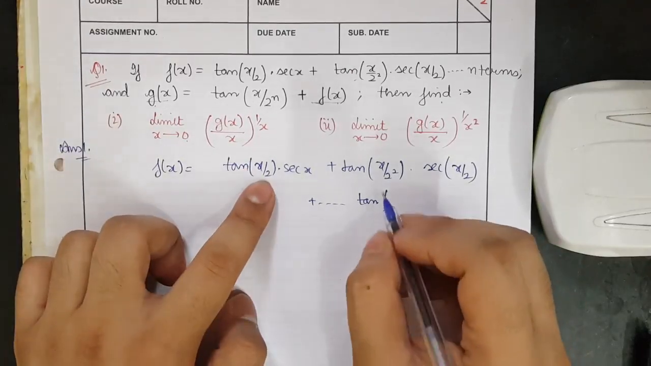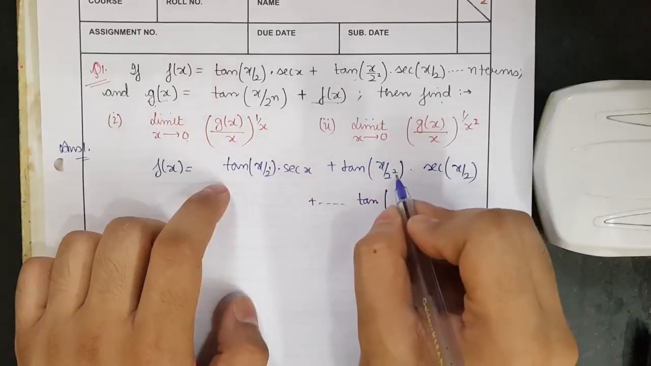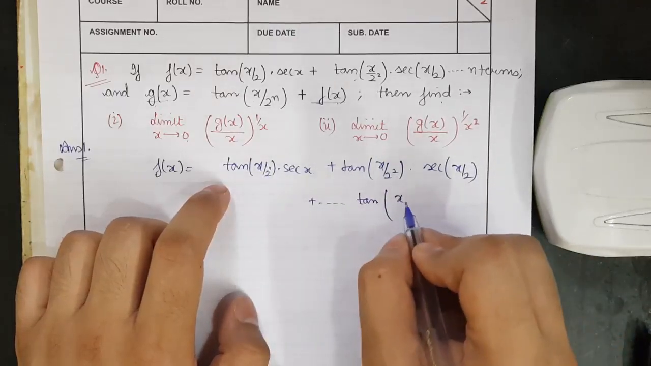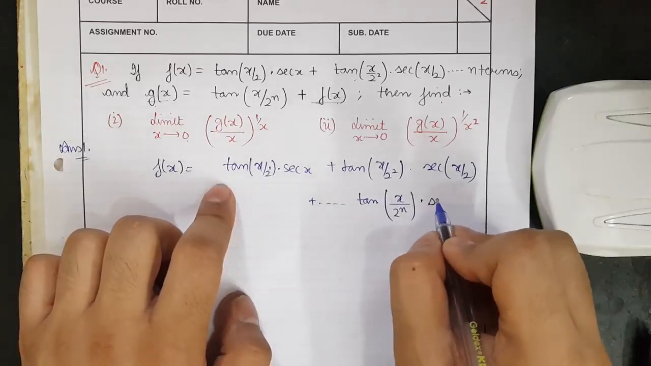So x by 2 square, that is, the first term has x by 2 raised to power 1, then 2 raised to power 2. Similarly, the nth term will have x by 2 raised to power n. Okay. Now let us deal with the sec x terms.